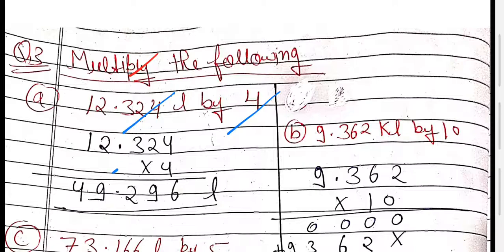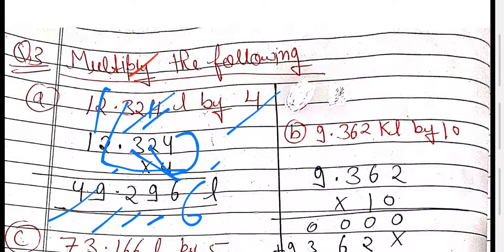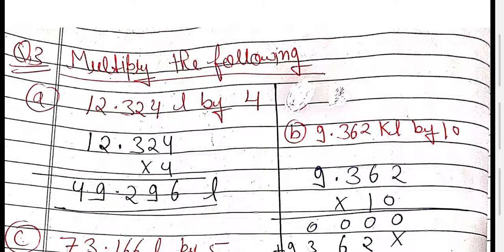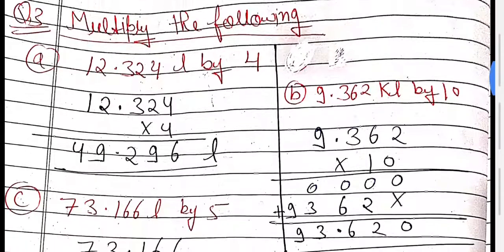So just write it in a multiply form. Now just do normal multiplication. 4 4s are 16, 6 carry 1, 4 2s are 8 and carry 1 becomes 9, and 4 3s are 12, 2 carry 1. Now 4 2s are 8 and carry 1 becomes 9, and 4 1s are 4. So simply you write your answer 49296. Now just look at the decimal. How many digits are there after the decimal? There are 3. So from the back side put the decimal after 3 digits in your answer. So finally your answer is 49.296 liter.